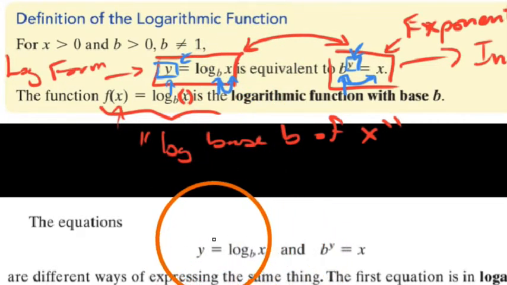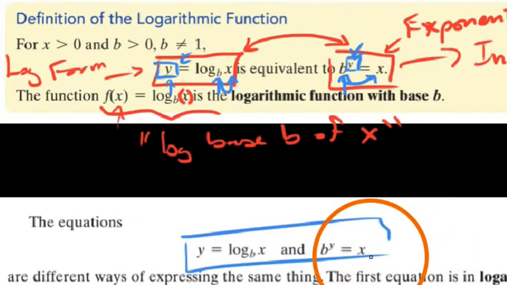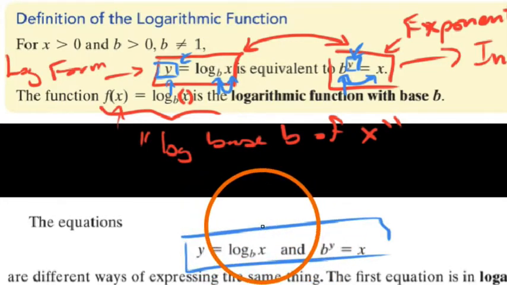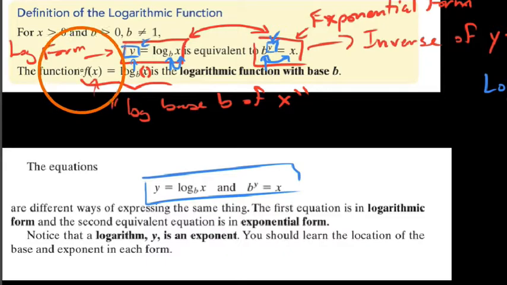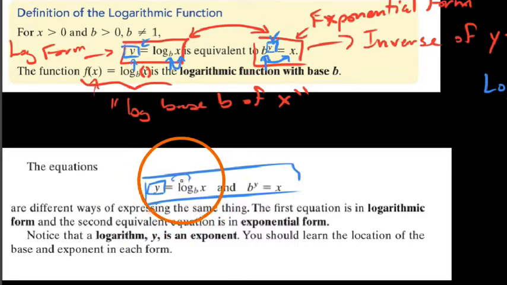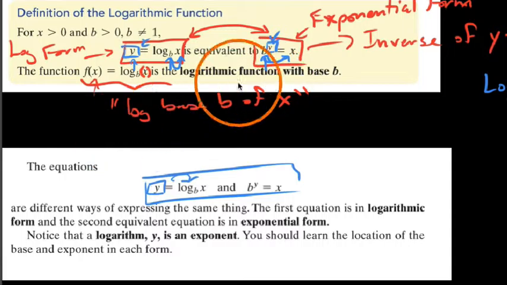Since these two equations are the same thing, basically one's just written differently than the other, we say that the first equation, like we listed up here, is in logarithmic form, and the second equation is in exponential form. So we say in the logarithm, y is the exponent. Okay, we got to be clear on this. So a logarithm really is an exponent, and that's what we're dealing with here. And we're going to have to learn how to write these back and forth.